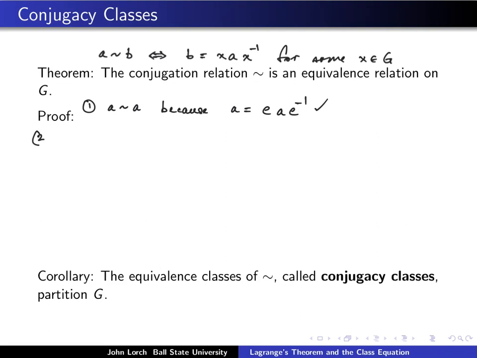So the second thing we need to show is that the relation is symmetric. So let's suppose A is related to B. We want to show that B is related to A. So anyway, A is related to B. That means that B is XA X inverse for some X in G.